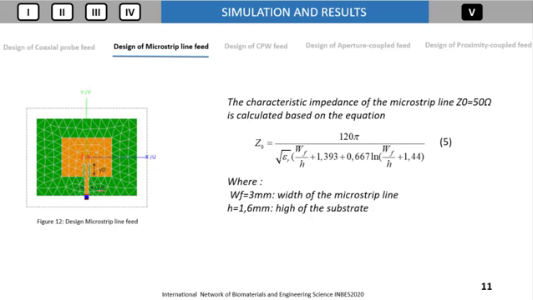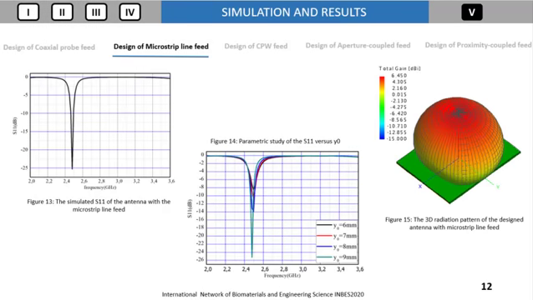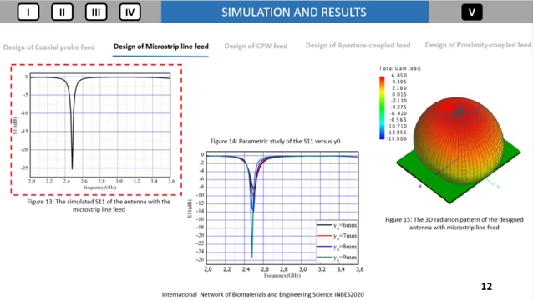6 mm, and the characteristic impedance of the microstrip line is equal to 15 ohm and is calculated by the following equation, where WF is the width of the microstrip line and H is the height of the substrate. Figure 13 shows the variation of the antenna S11.